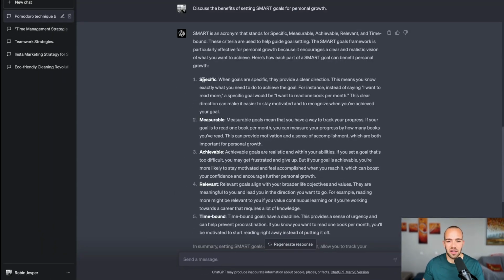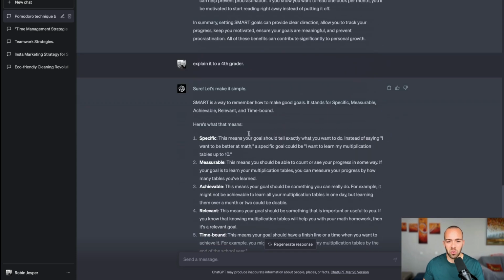So let's just read it out here. The first one, before we asked for it as a fourth grader, we had specific. When goals are specific, they provide a clear direction. This means you know exactly what you need to do to achieve the goal. For instance, instead of saying I want to read more, a specific goal would be I will read 1 book per month. This clear direction can make it easier to stay motivated and to recognize when you achieve your goal. This is pretty clear, I would say.